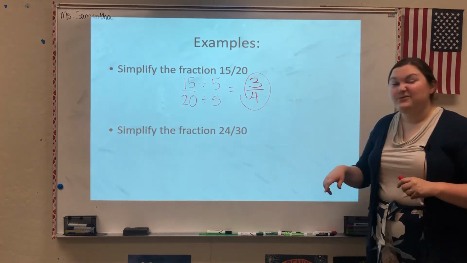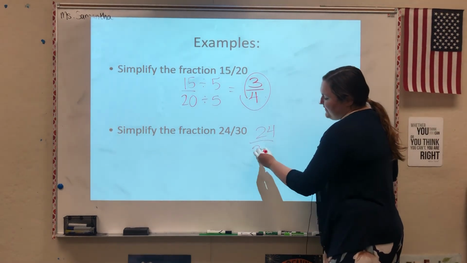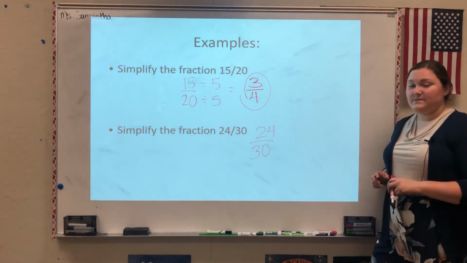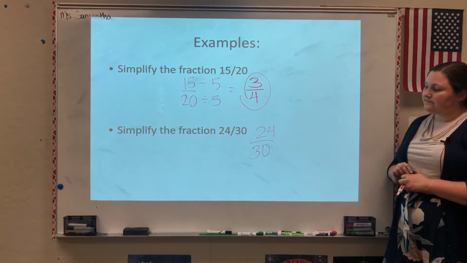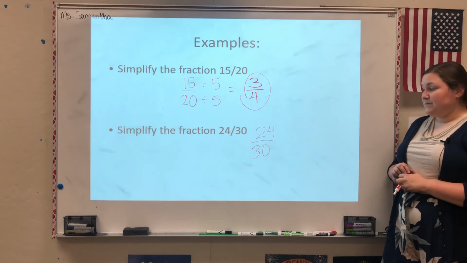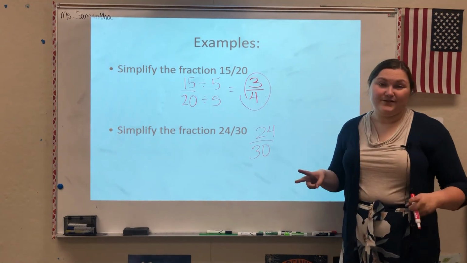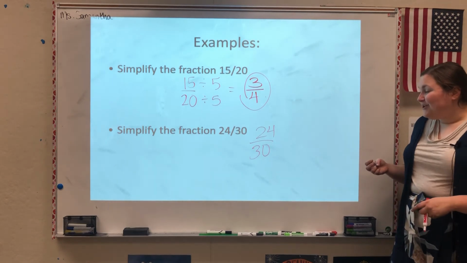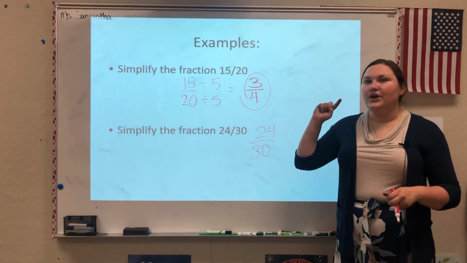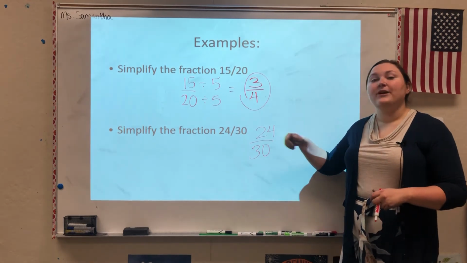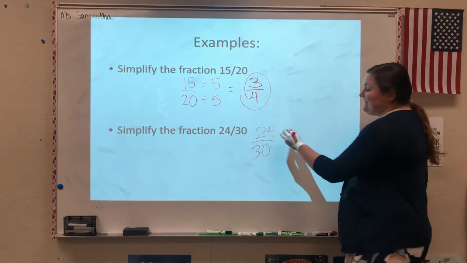We've got simplify 24/30ths. We've got 24 over 30. This one's got a couple options. What's something we could divide by? This one you could say I'm going to divide by 2. They also both are divisible by 3. You could also divide them both by 6. Remember, the larger the number you choose is, the quicker you get to your answer. The biggest number I can divide both of those by is 6.